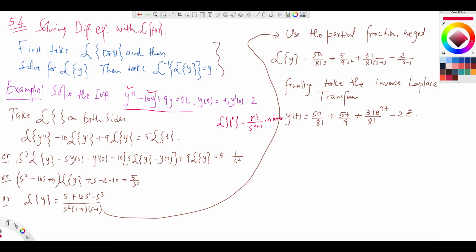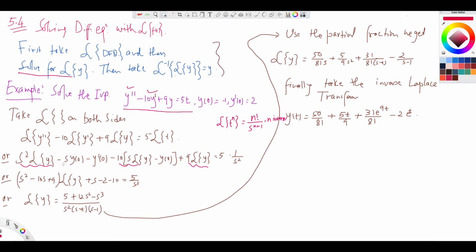So now what we want to do is solve for the Laplace transform of y. We need to factor out the Laplace transform of y from these three terms. If we take the Laplace transform of y out, what is left is s squared minus 10 times s plus 9.